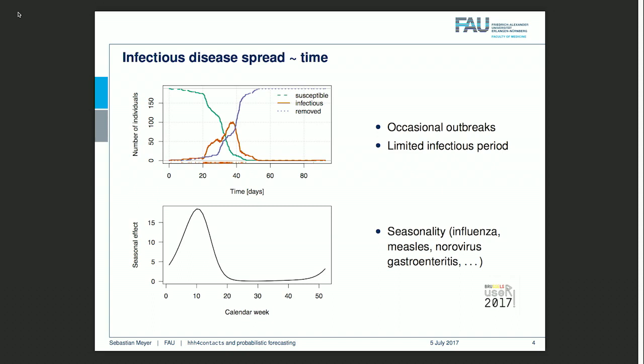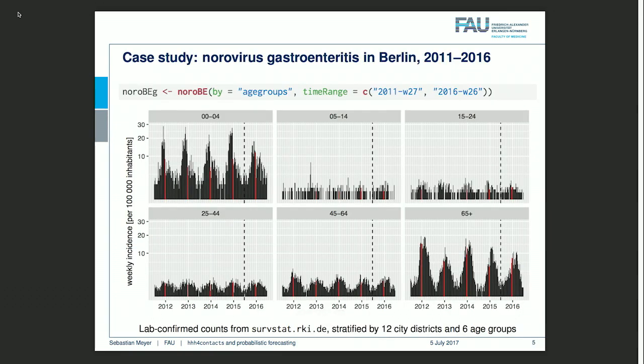Okay, so now I will present the data on norovirus gastroenteritis from Berlin. Many of you may know this disease. It doesn't have very nice, appealing symptoms. So you start vomiting and get abdominal cramps, and this doesn't last very long, but it's very heavy and it is highly contagious. And there's no vaccination available for this disease.